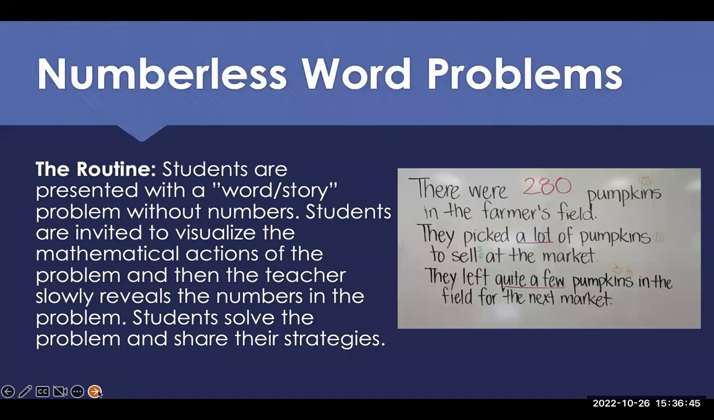So the routine numberless word problems sort of describes what it is. It's presenting a word problem or a story problem to students without the numbers to begin with. And they're making sense of the problem and the structure and the actions of the mathematics before we add the numbers. This is mostly for operations from kindergarten through grade 9, but it can involve different types of numbers. So whole numbers, fractions, decimals, etc.